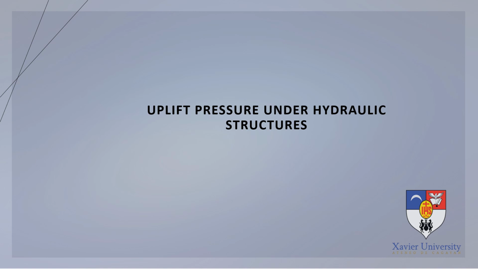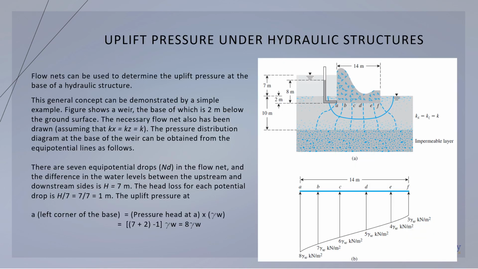So, now let us talk about the uplift pressure under hydraulic structures. Flow nets can be used to determine the uplift pressure at the base of a hydraulic structure. One example of a hydraulic structure is a dam. This general concept can be demonstrated by a simple figure here. It shows a weir, the base of which is 2 meters below the ground surface. So indicate siya din nakalubong siya og 2 meters. The necessary flow net has also been drawn, which is composed of the flow lines and the equipotential lines.